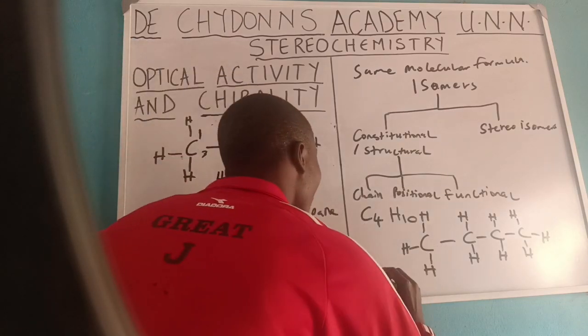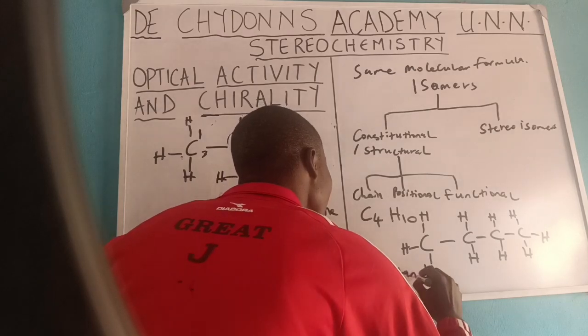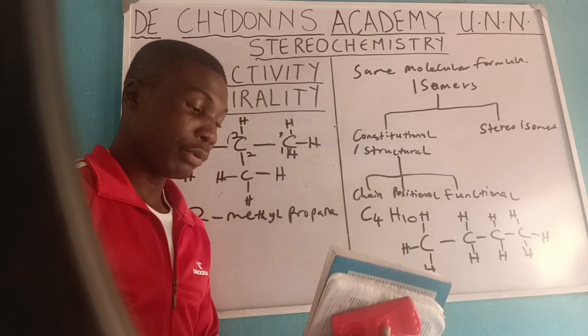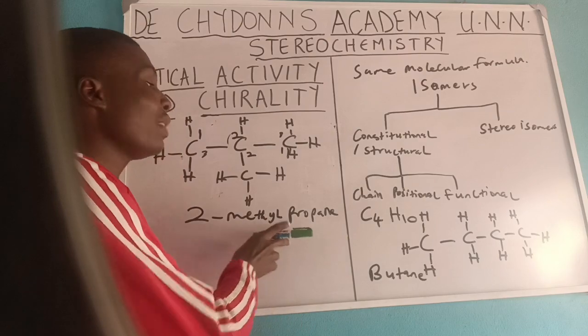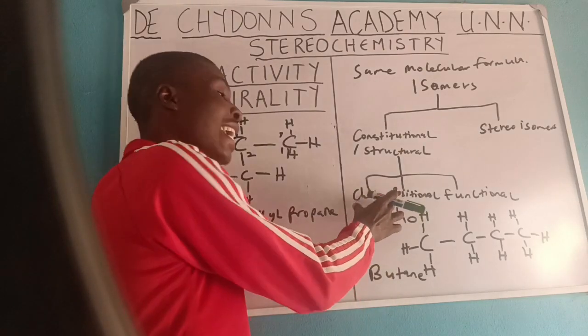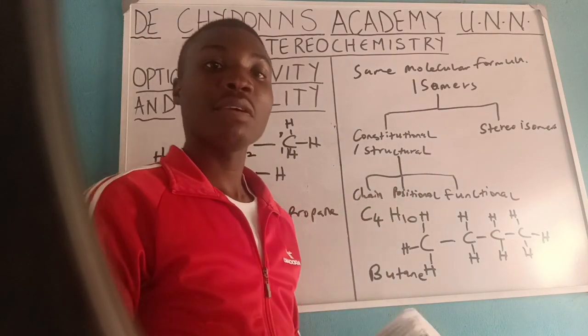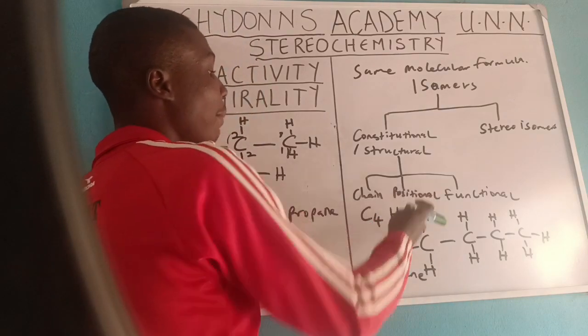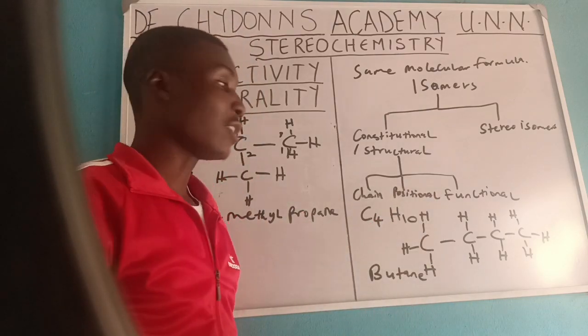Meanwhile, this particular compound happens to be butane, or you can call that your n-butane. So butane and 2-methyl propane happen to be chain isomers. I hope you are getting me very clearly. So the next one I'm going to be talking about is the positional isomerism.